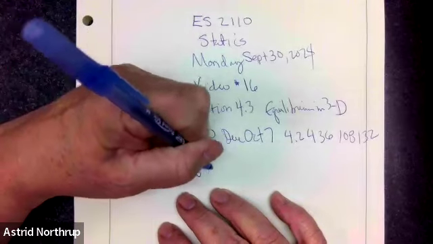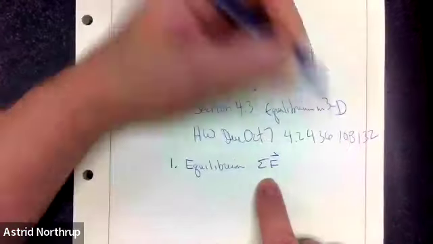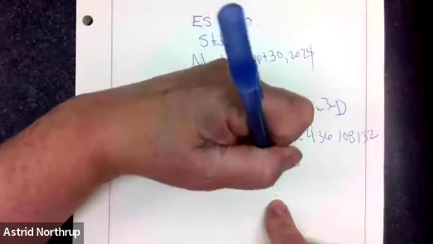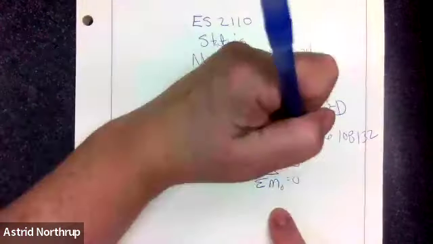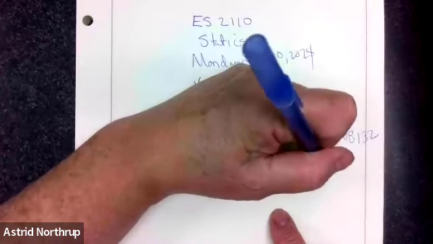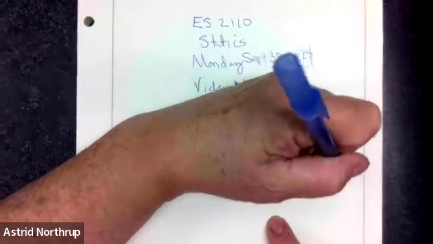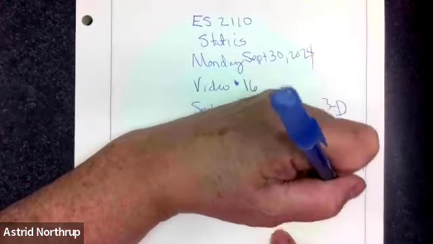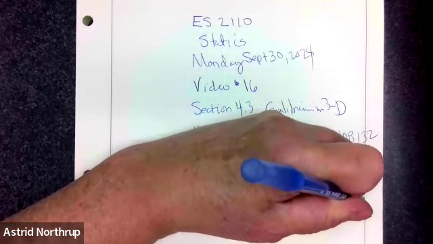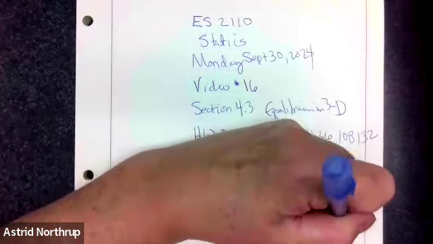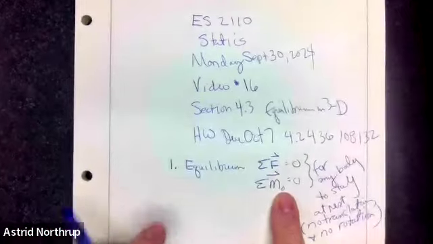equilibrium, which means summation of forces in all vector directions equals 0, and summation of moments about any single point equals 0 for any body to stay at rest, meaning no translation and no rotation. That these conditions have to be met.